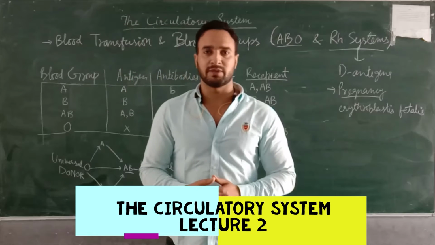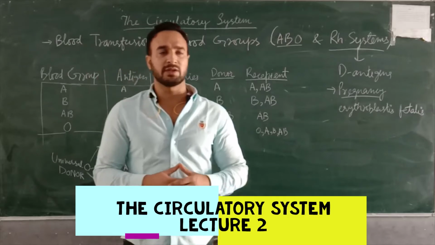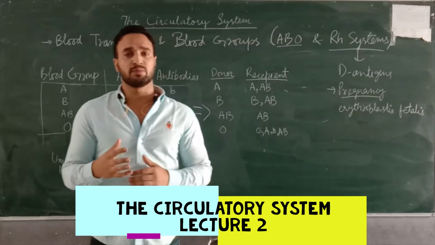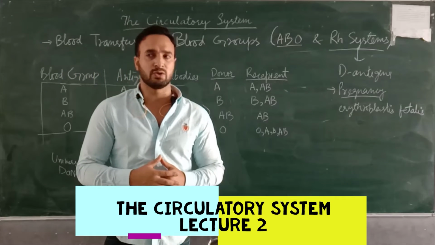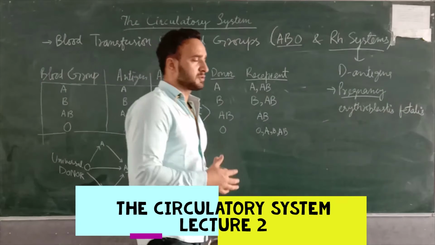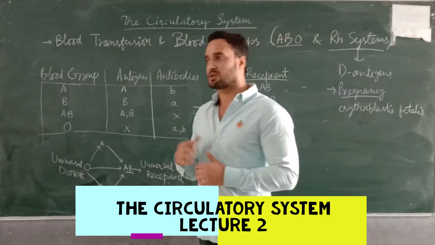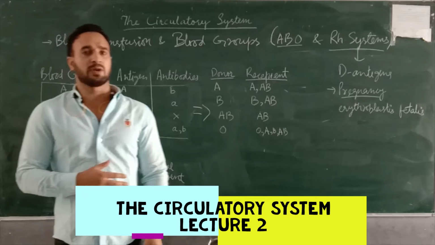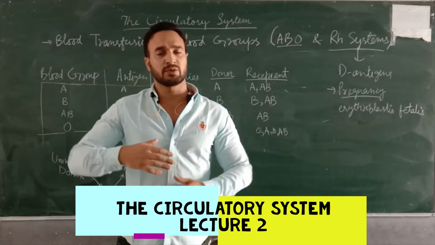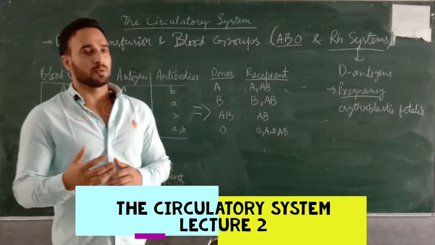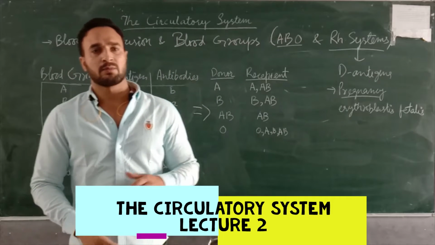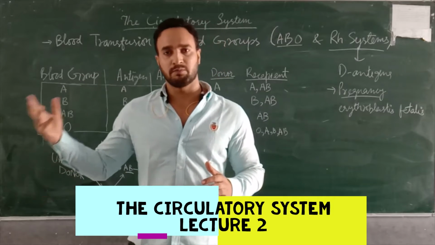Actually, this is the second lecture of the circulatory system wherein we are going to study about blood transfusion and different blood groups. Generally, we have two systems of blood grouping in human beings, that is ABO and RH system, right? Blood transfusions are important to study because suppose a person is ailing from an illness or has an accident or an injury or during surgical operations there's a loss of blood, so we need to transfuse blood from one person to another person, from the donor to the recipient patient.